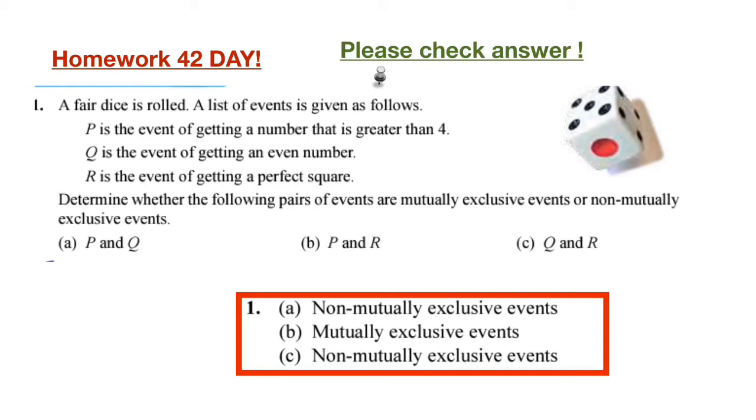How about Q and R? Q is the event of getting an even number, example 2, 4 and 6. That is Q. R is a perfect square, 4. It seems like I repeat 4 just now, right? So it intersects. So when they intersect, Q and R are non-mutually exclusive events.